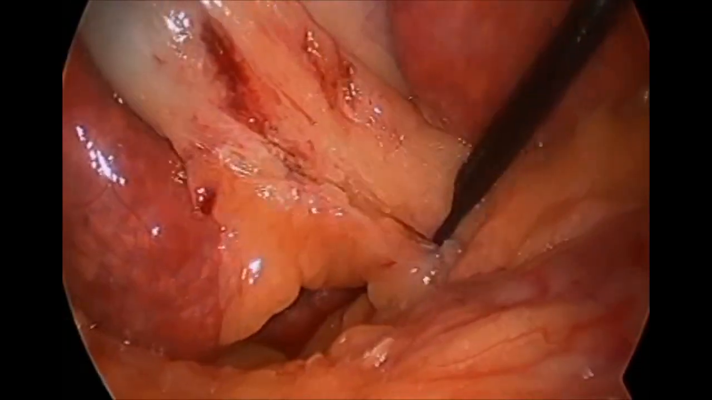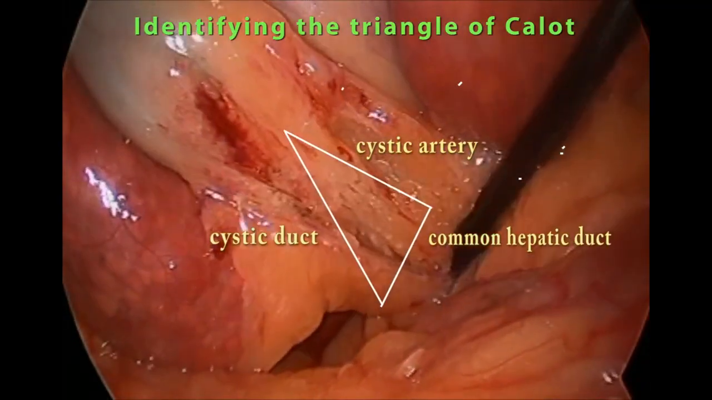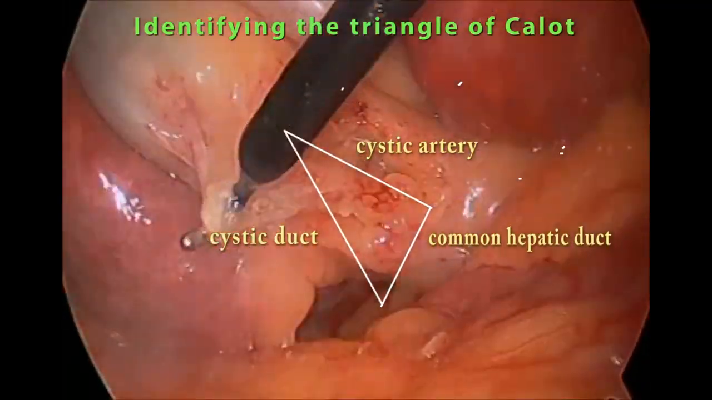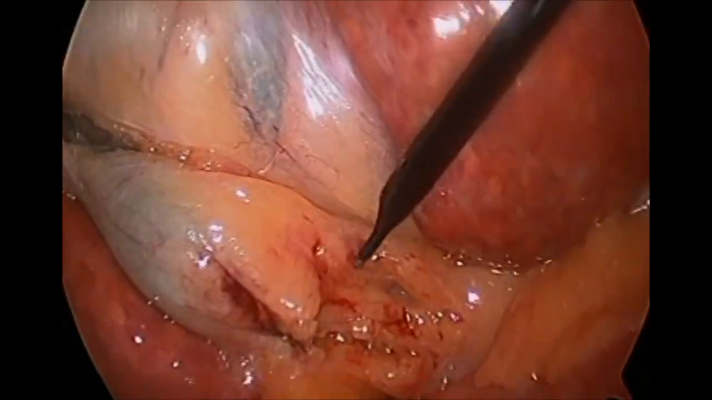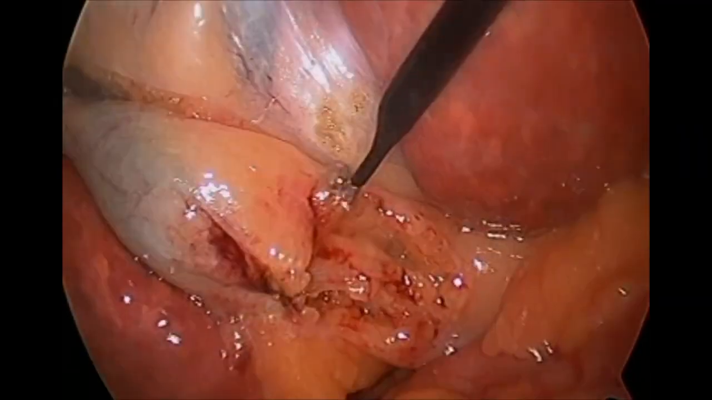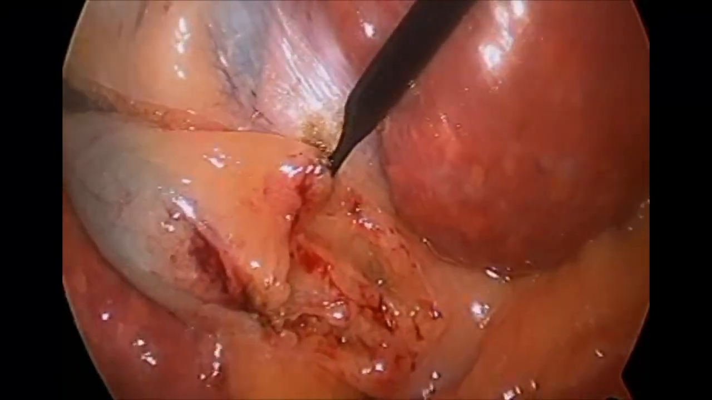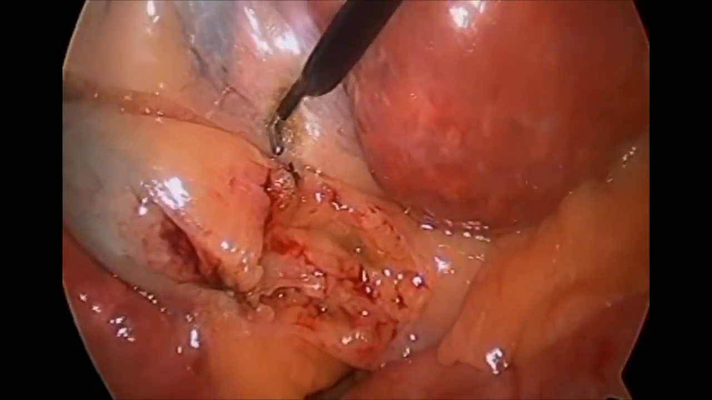I'm using the Bovie. We're going to identify the triangle of Calot. The boundaries are depicted. And as you can see here, there is a great amount of fat around the gallbladder that makes the cholecystectomy challenging on the morbidly obese patient.